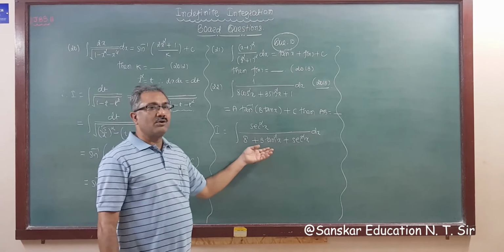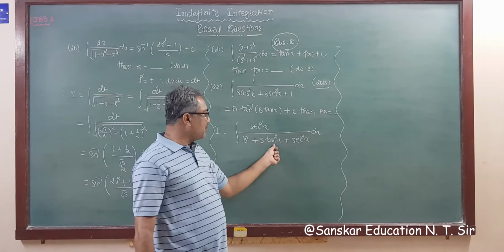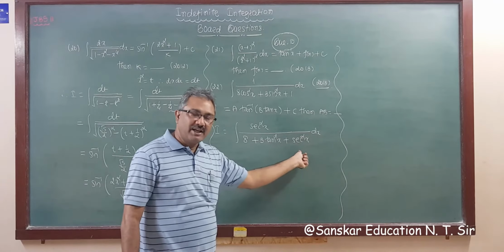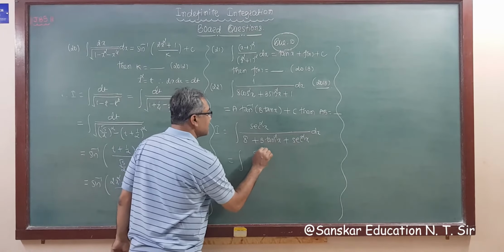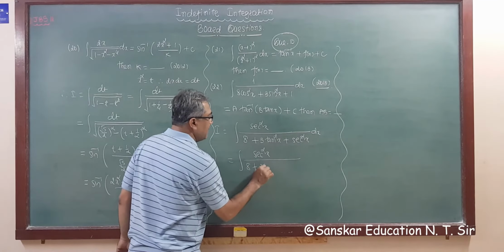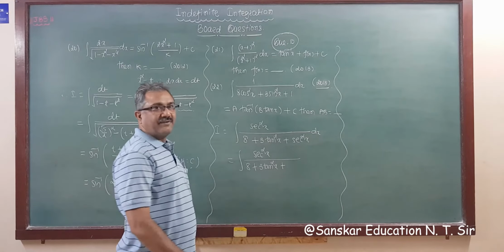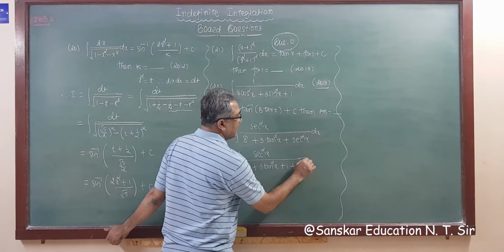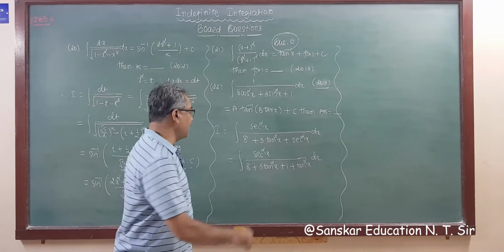That's why this is not MCQ, so it takes time, right? Now, if we assume tan x is equal to t, then we have sec square x dx is dt. So we have to change this sec square into tan. Changing this, what do we get? This is sec square x whole upon 8 plus 3 tan square x, plus sec square x, which is 1 plus tan square x, so this is 1 plus tan square x dx.